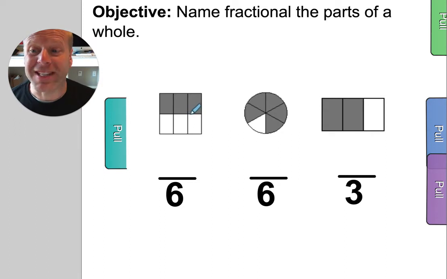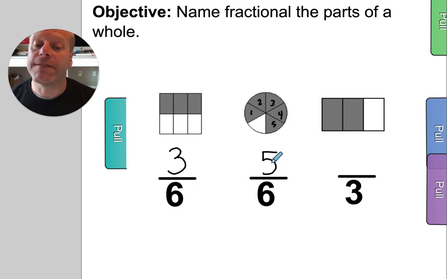The numerator, the top number, comes when you count how many are selected or shaded or colored or eaten in the problem. In this case, it looks like 3 are shaded in gray, so I'm going to say 3 out of 6. Here, I have more shaded in. I have 1, 2, 3, 4, 5. So I have 5 out of 6. That's the name of that fraction. And in this case, I have 2 out of 3.